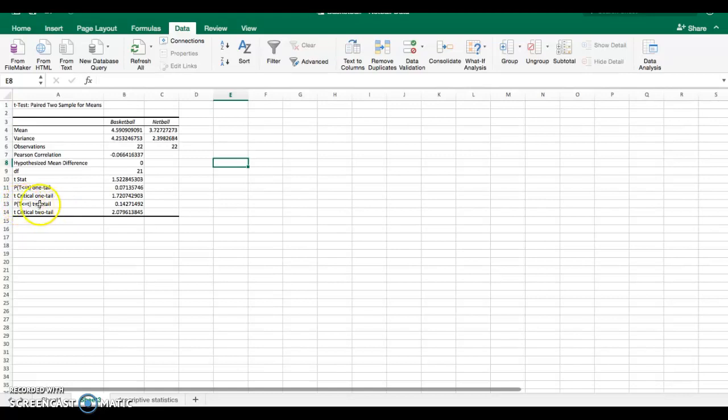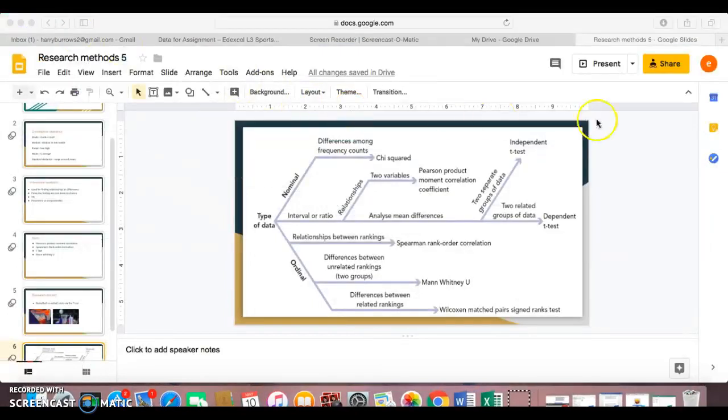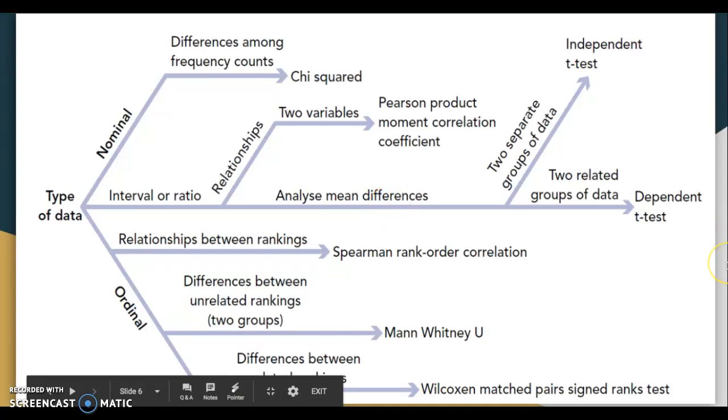However, when we look at this result here, this shows us the results that we're looking for, which is the p-value. Okay, so because the p-value is above 0.05, it means there is no significant difference between the results. Okay, so then moving back onto this diagram, this is going to show us how we got to the decision of having the t-test.